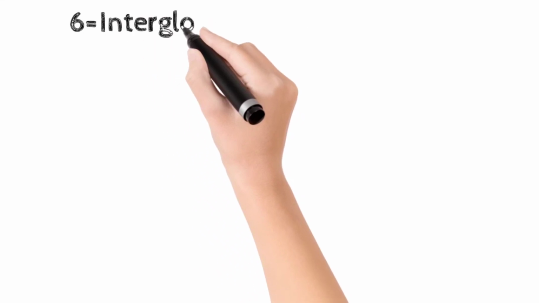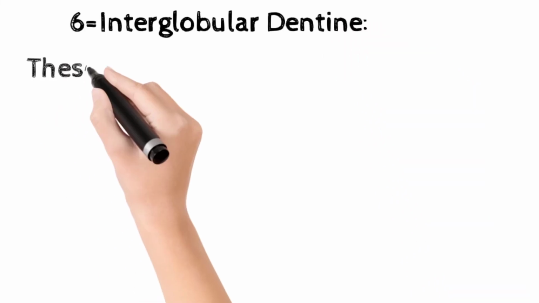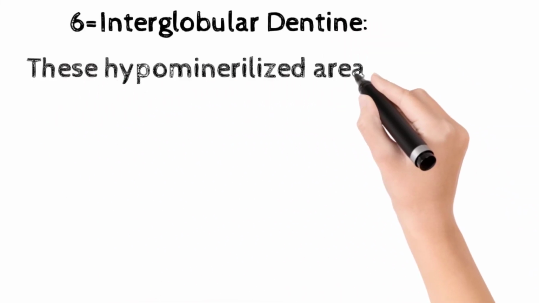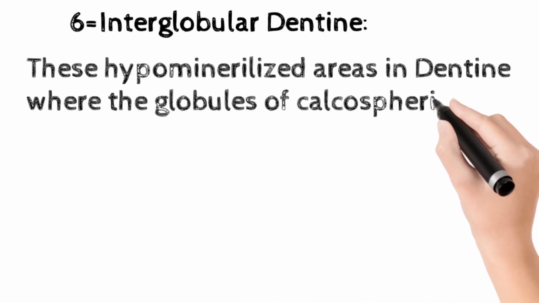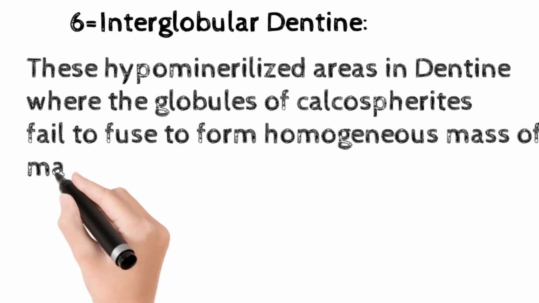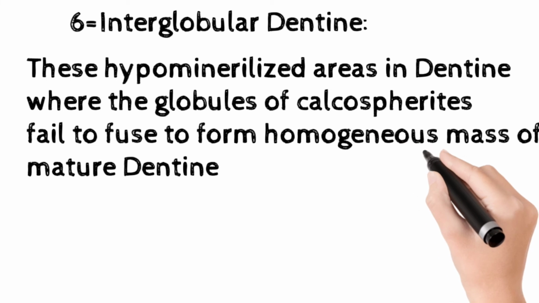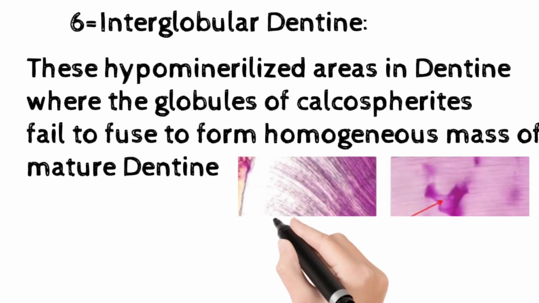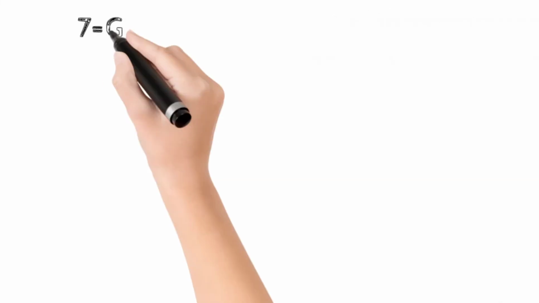Now next is the interglobular dentine. When dentine formation occurs, globules meet. But interglobular dentine is the hypomineralized area in dentine where the globules, the calcospherites, do not fuse to form a homogeneous mass of mature dentine. This is the diagram where there is a gap, where there is hypomineralization.